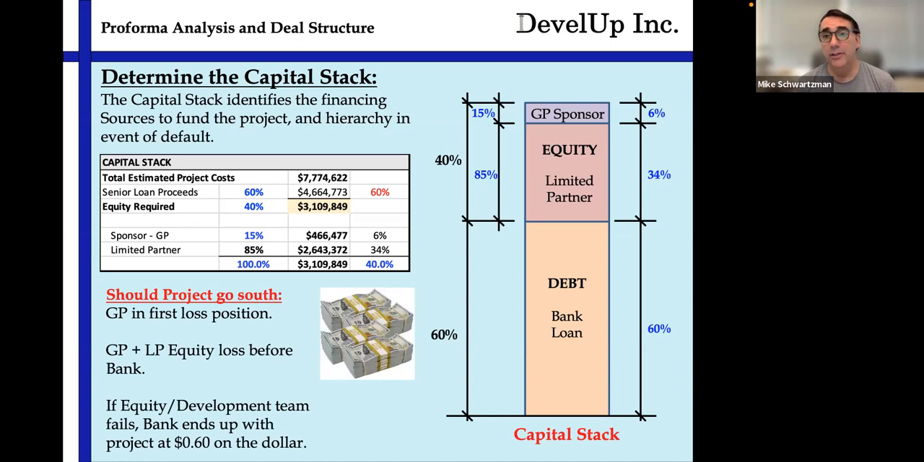Now, here's the big part about who's in what position in a capital stack, especially in the equity capital stack. The general partner whose concept it was, and they're the one running the show, well, if things go south, it's their money that's lost first, because the general partner has to protect the limited partner. So I've got to lose all my money, for example, and then protect your investment as a limited partner. And equity always has to protect debt. So the equity would be completely wiped out before the bank would be on the hook.